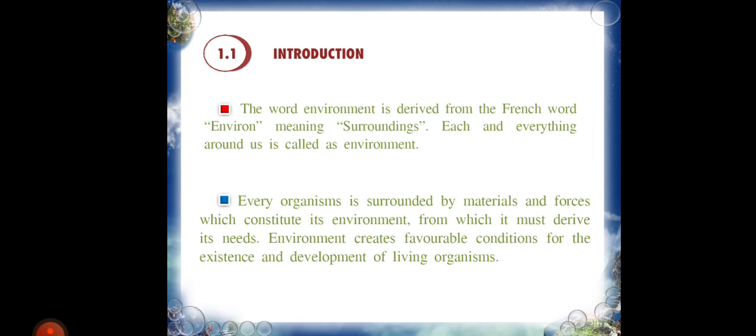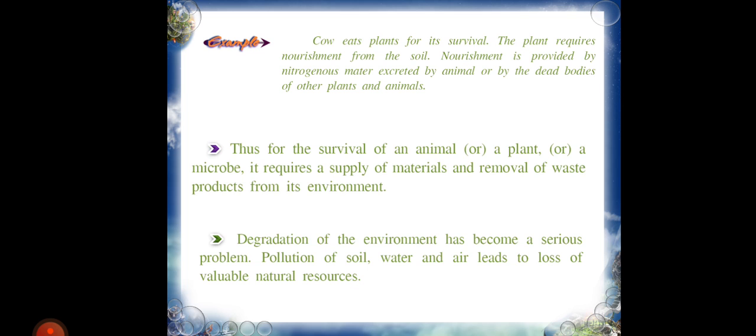It must derive its needs. Environment creates favorable conditions for the existence and development of living organisms. For example, a cow eats a plant for its survival. Similarly, a plant requires nourishment from the soil.